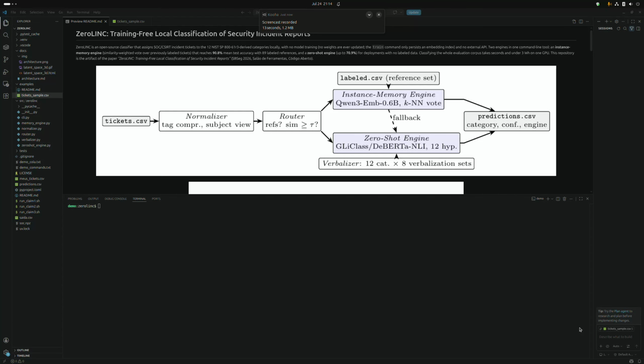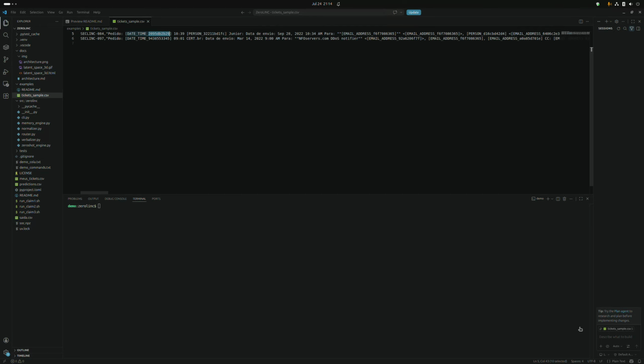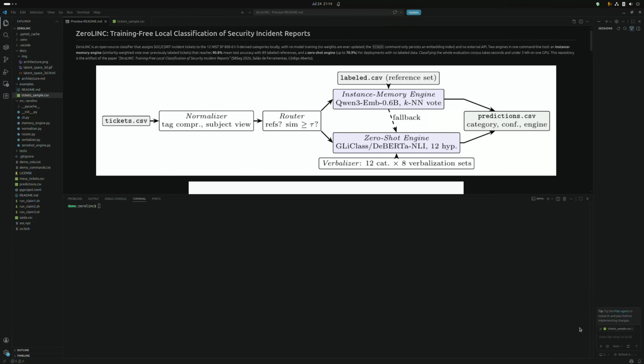ZeroLINC is a tool for classifying incident reports. The architecture is like this. The tickets enter, then pass to a normalizer that removes this hash from the anonymized entities. Then it passes to a router.